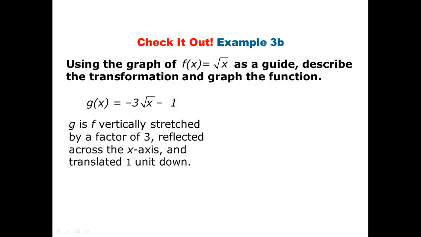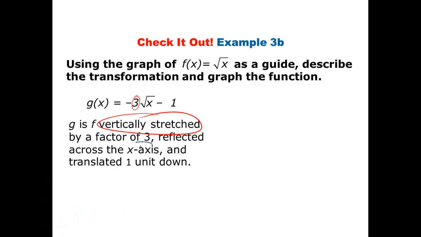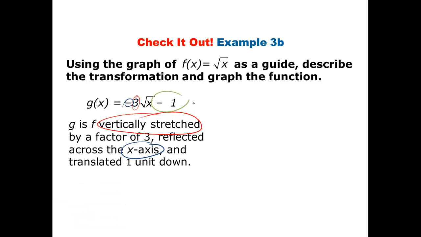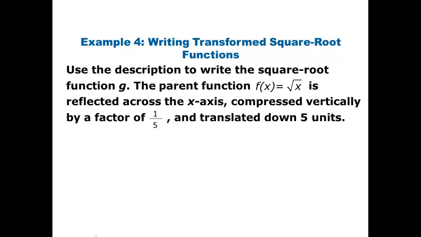Alright, so we have 3 transformations here. Vertically stretched by a factor of 3. Then we have reflected across the x-axis from the negative sign. And then we have minus 1 here, which brings us 1 unit down. Now we are given a description and we need to write the function. It's kind of like backwards of what we were just doing.